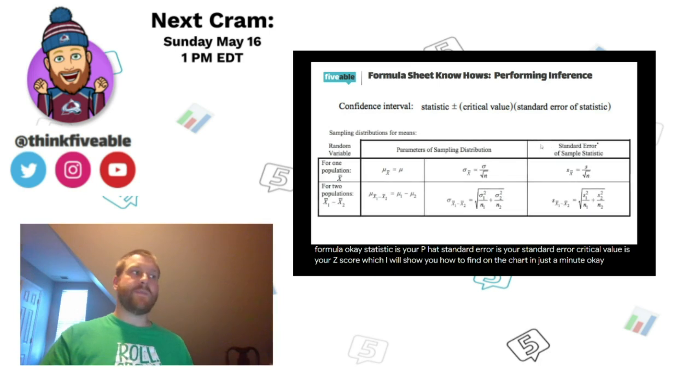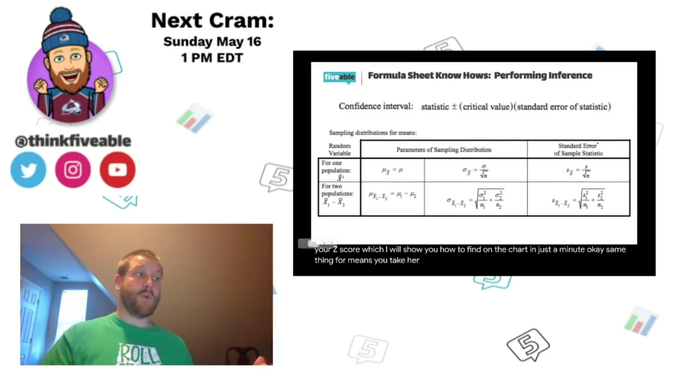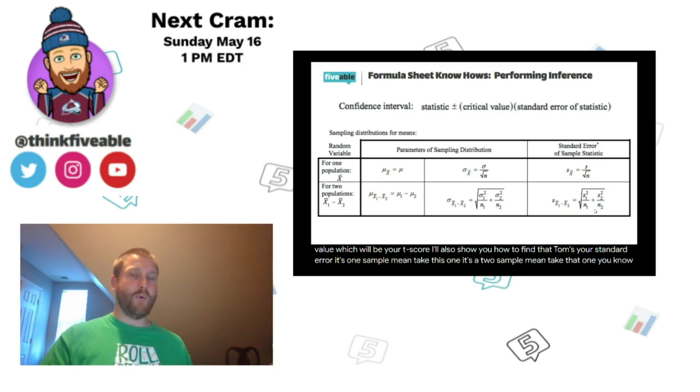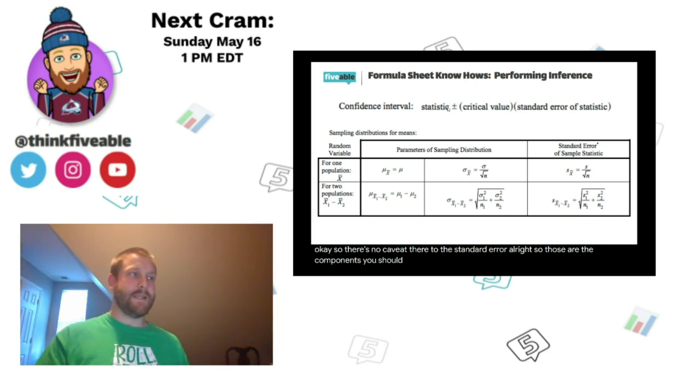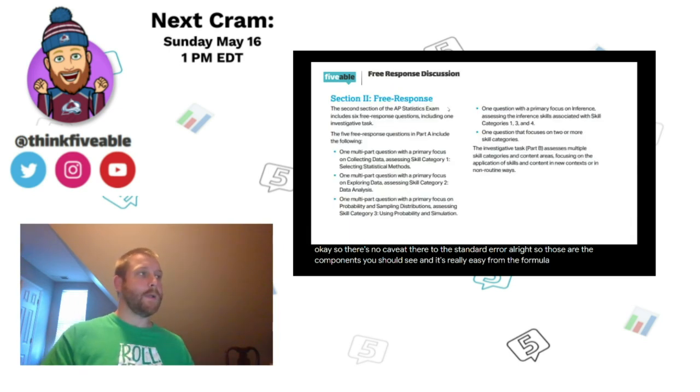Okay. Same thing for means. You take your x-bar, start out there. You add and subtract your critical value, which will be your t-score. I'll also show you how to find that. Times your standard error. It's a one sample mean, take this one. It's a two sample mean, take that one. You never pool means. You pool proportions for hypothesis tests, you never pool means. Okay? So there's no caveat there to the standard error. All right? So those are the components you should see in those multiple choice broken down questions. And it's really easy from the formula packet.